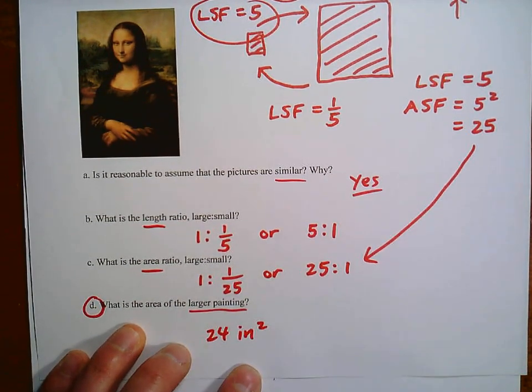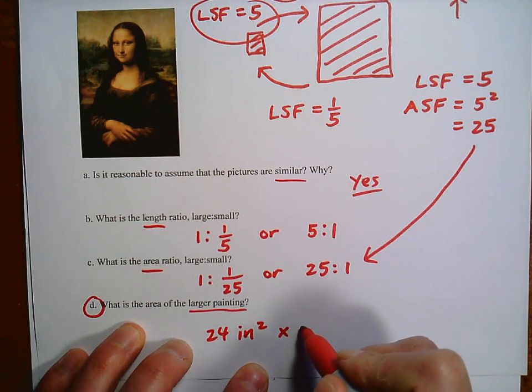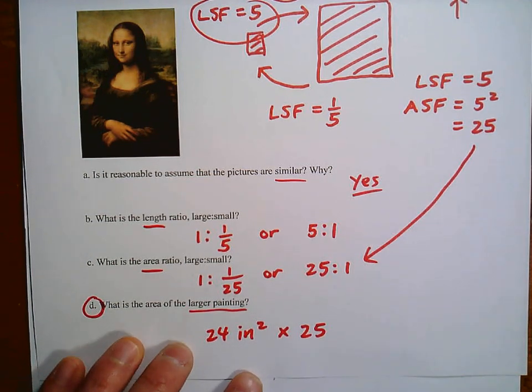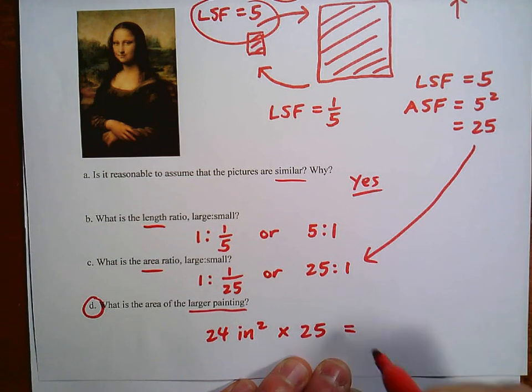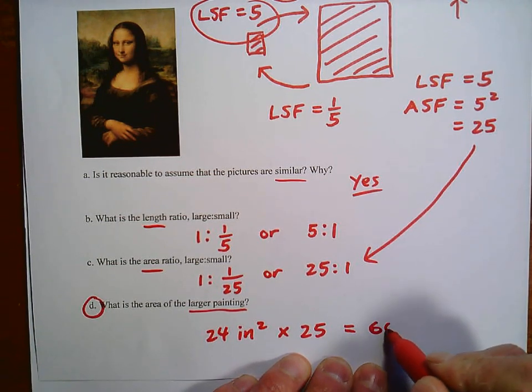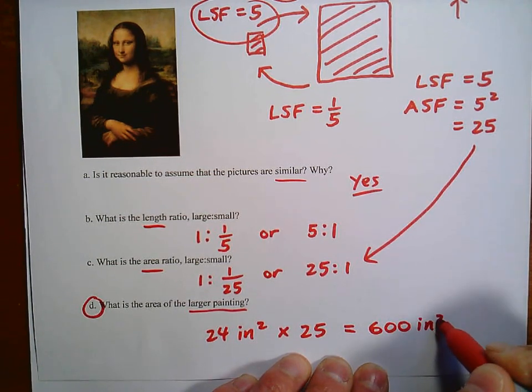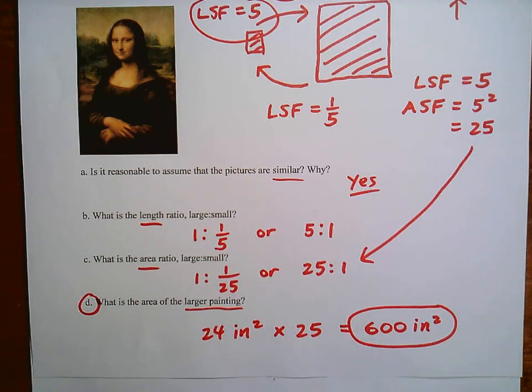Okay, so this is the picture in the book, 24 square inches. Multiply here by the area scale factor, which is the 25. What do we get here? 600. Okay, so 600 square inches. So that's the size of the original.